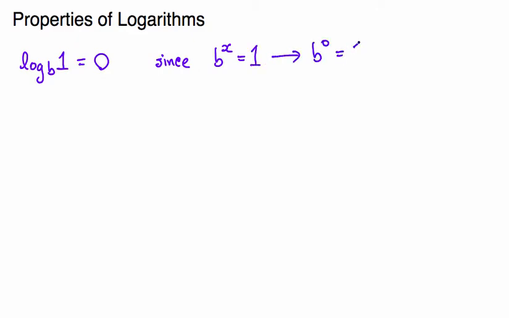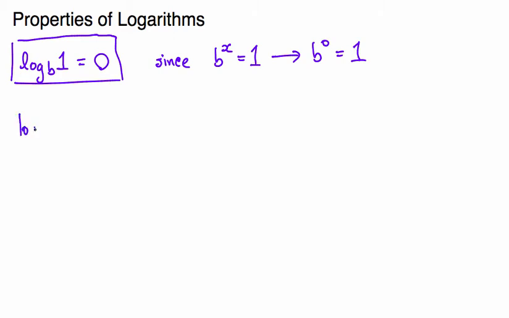So the first one is if you have log base b of 1, that's always equal to 0. And that's true since b to some power to be equal to 1 would mean that b to the 0 is what's always equal to 1. So there is our first log rule.